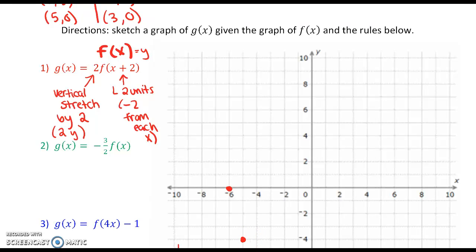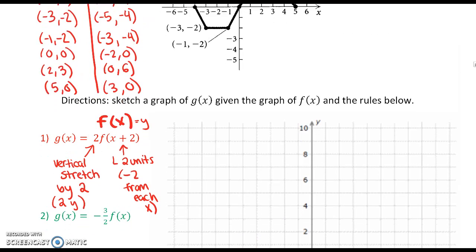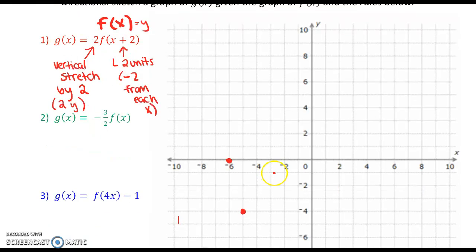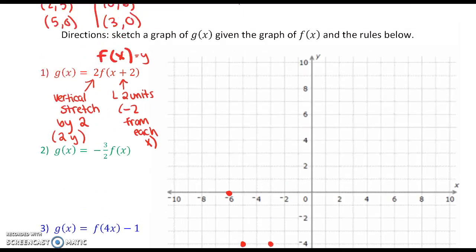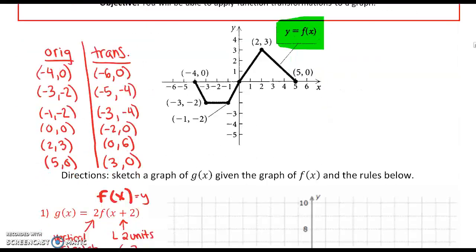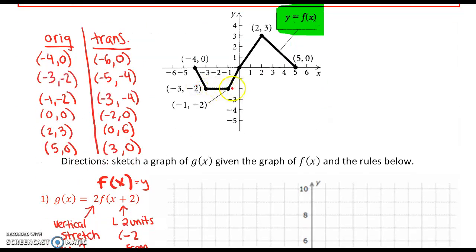Right here. So on and so forth. I got -3, -4. -3, -4. What else do I have? And you can see it's kind of maintaining that same structure with that constant piece here. It's just shifted around and stretched.